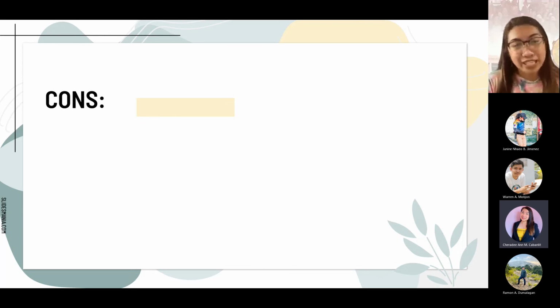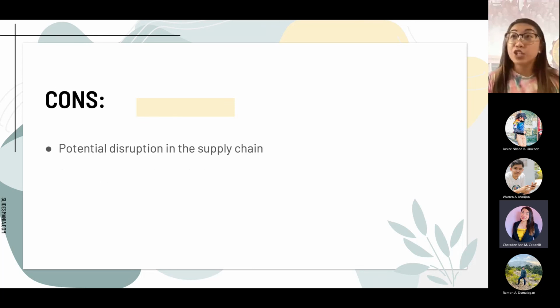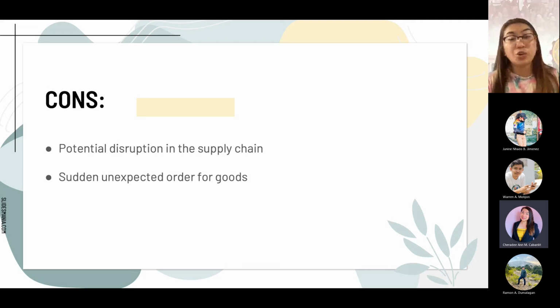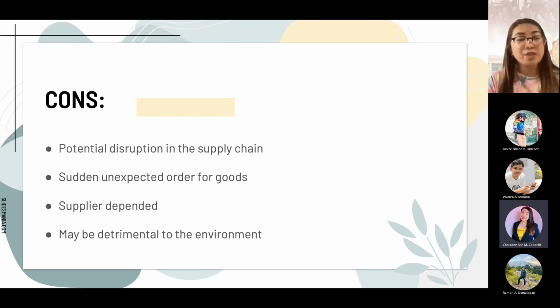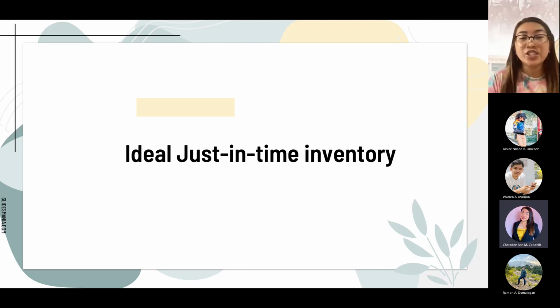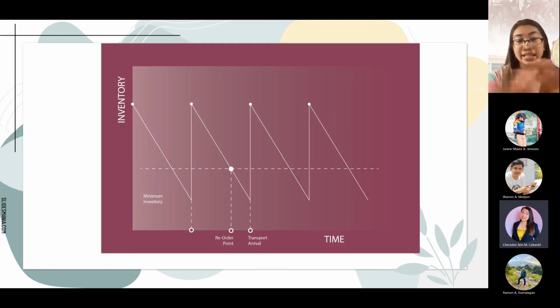But there are also disadvantages. For the cons, there is disruption in the supply chain whenever the supplier is unreliable, or a sudden unexpected order for goods comes and you don't have suppliers who are capable of meeting such demand, and it becomes supplier dependent, no? And last but not the least, it may be detrimental to the environment because you will encounter a lot of waste.